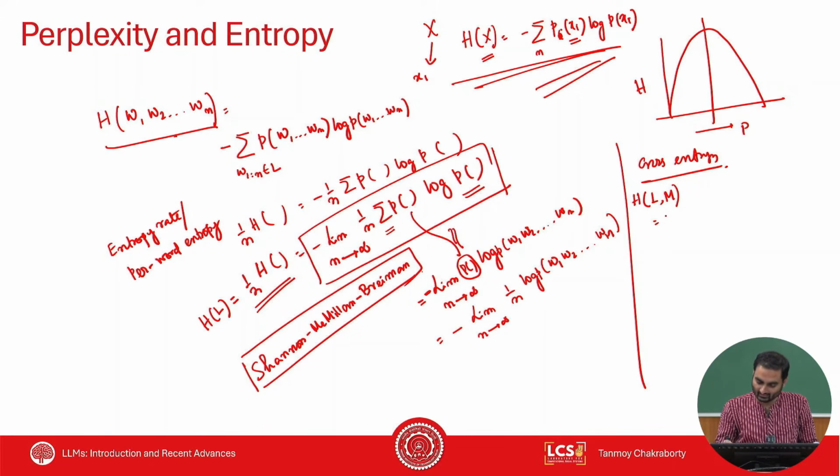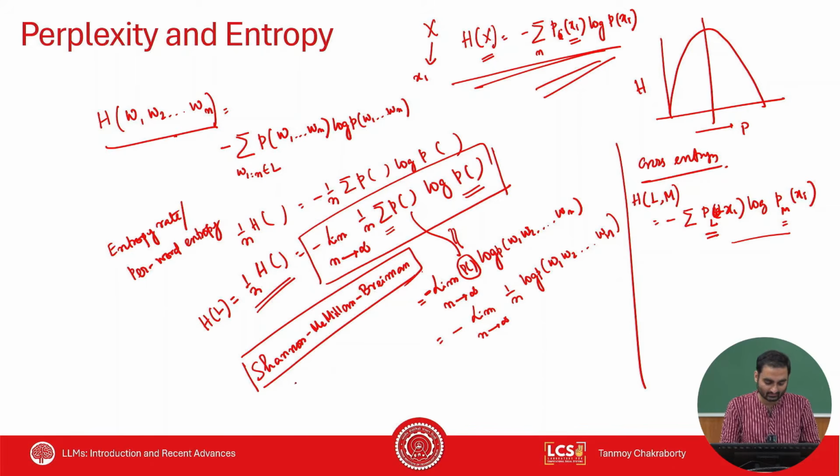What is the cross entropy formula? It is the sum of PL of xi times log of PM of xi. What is PL? PL is the probability obtained from the language itself, assuming that we have access to the oracle, whereas PM is the probability obtained from the model. Let's say the model is a bigram model or trigram model. This is cross entropy.